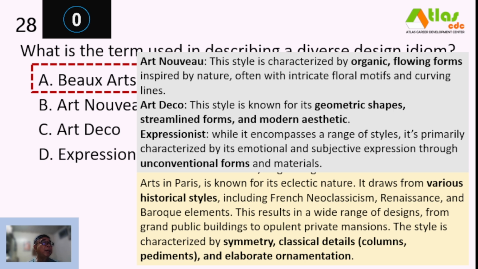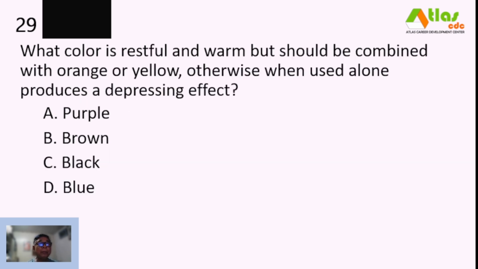Number 29. What color is restful and warm but should be combined with orange or yellow? Otherwise, when used alone, it produces a depressing effect. A. Purple. B. Brown. C. Black. And D. Blue. And our correct answer is B.